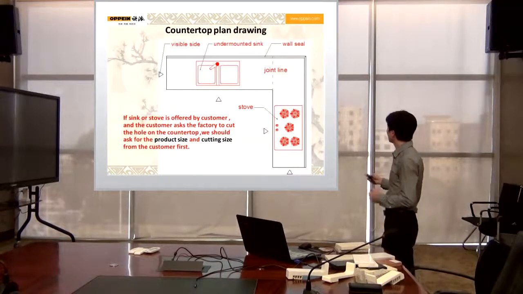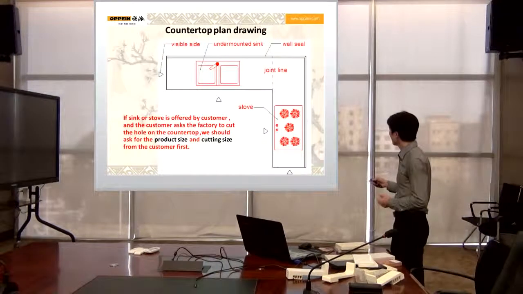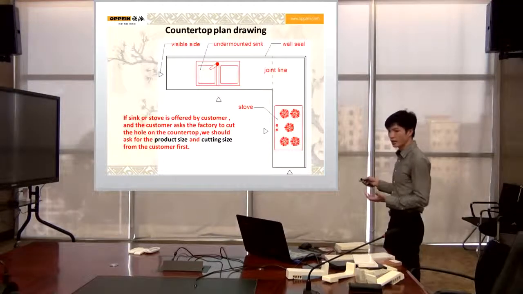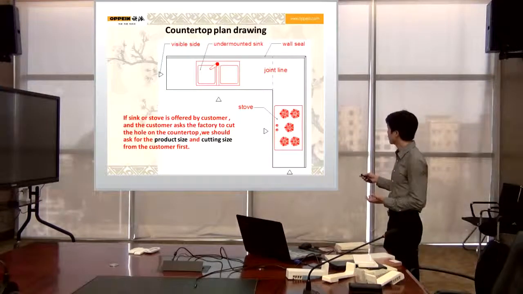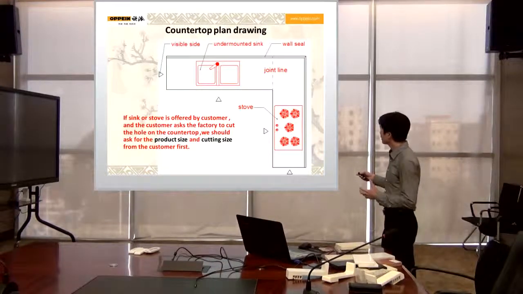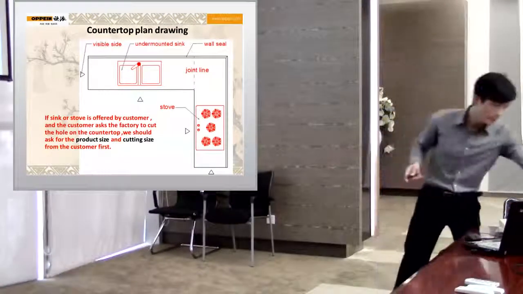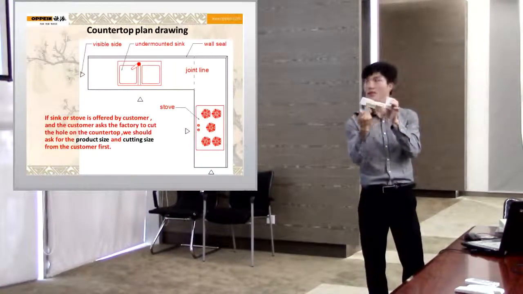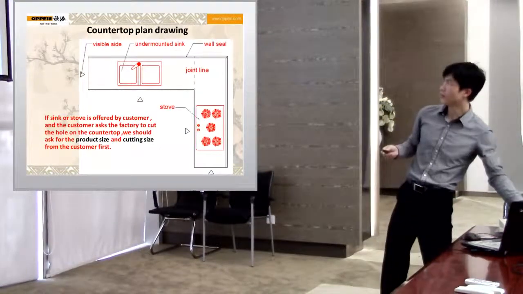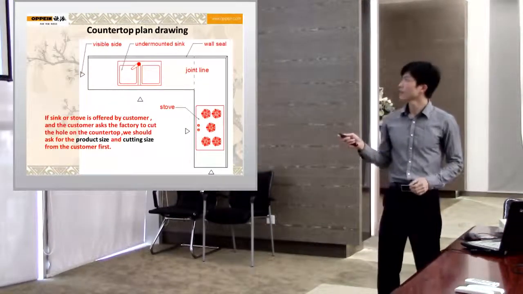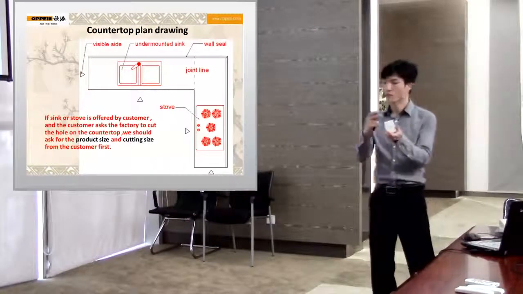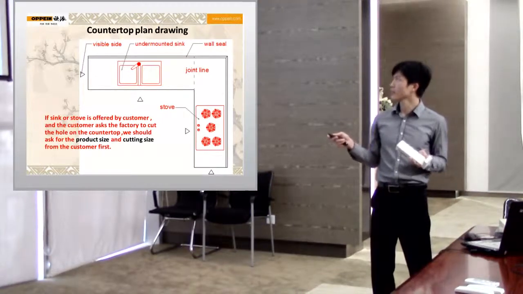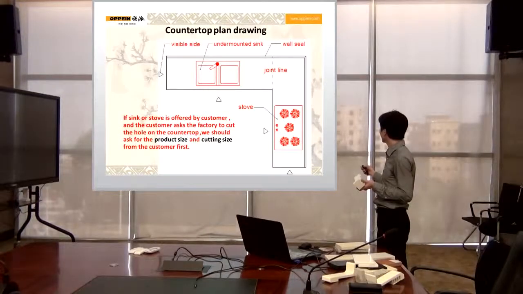Here is a countertop length drawing. So this means visible side. Visible side means that here has the front edge. See, this visible side means that the countertop has the front edge. If not, it's like this. And this means the washer. And the mounted thing. And this is the joint line.